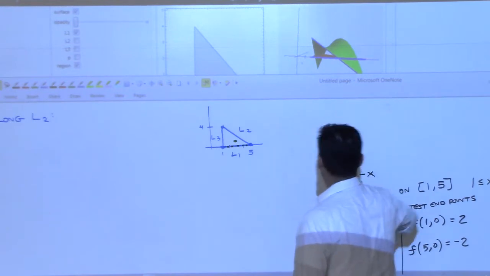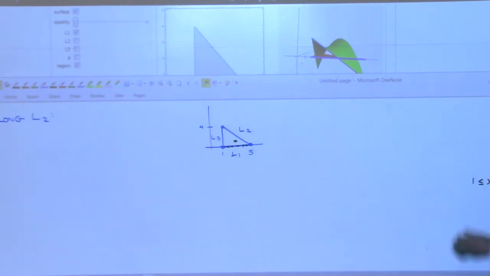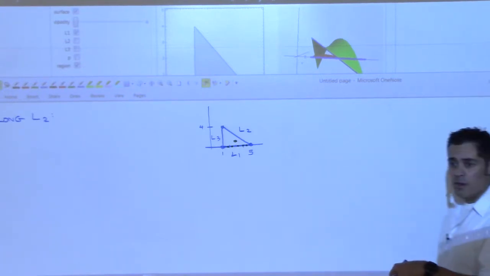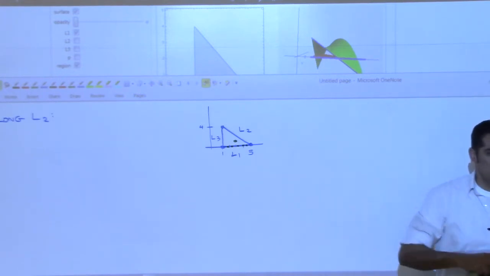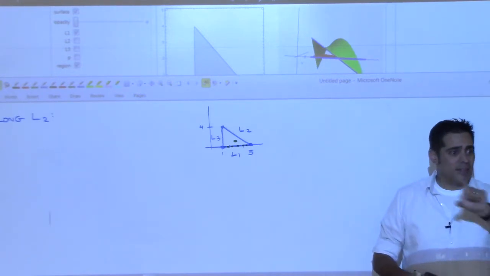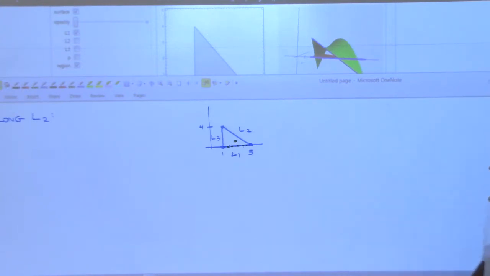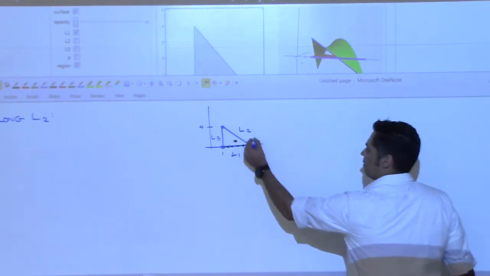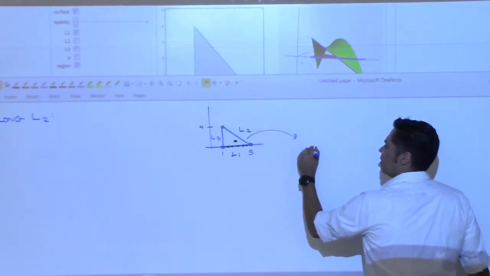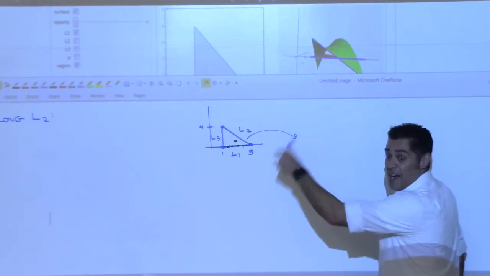if we're on L2, then it's not as simple as L1 was, because on L1, y was 0, wasn't it? And because y was 0, we were able to rewrite our original function so that it turned out to be 3 minus x, so it was a function of one variable. Is there a way that we can go along L2 and still be able to get our original function to be a function of one variable so we can use Cal 1? Yeah, we're going to find the equation of the line.